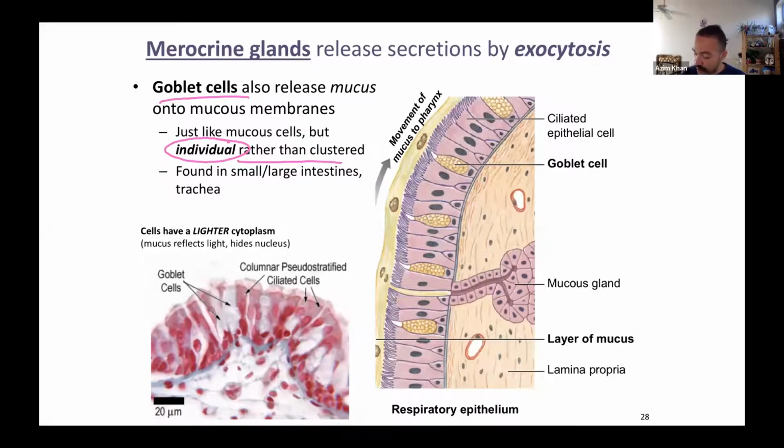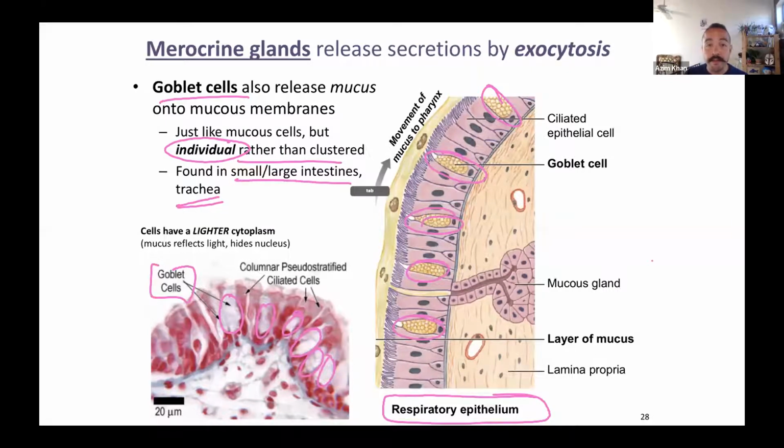So in this illustration of, let's say, the trachea, somewhere in the respiratory epithelium, you see a goblet cell here and one here and one here. It's interspersed between the rest of the epithelium. The goblet cells still appear light colored. They're just interspersed between the rest of the epithelium. You can find this in your respiratory tract, your trachea. You can find this in the small and large intestines. You produce mucus for protecting these areas. So goblet cells release the same thing as mucus cells. They both release mucus, just how they're arranged.